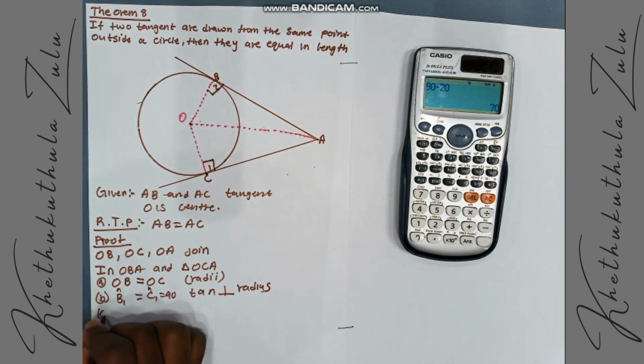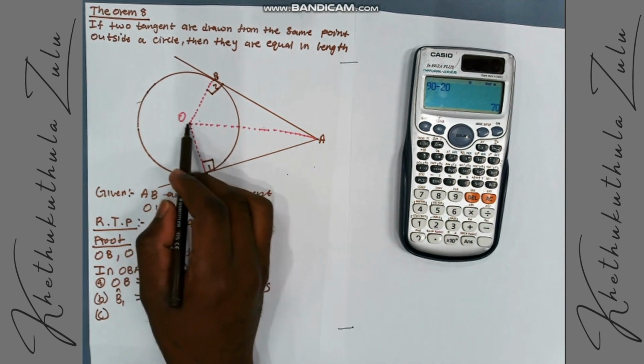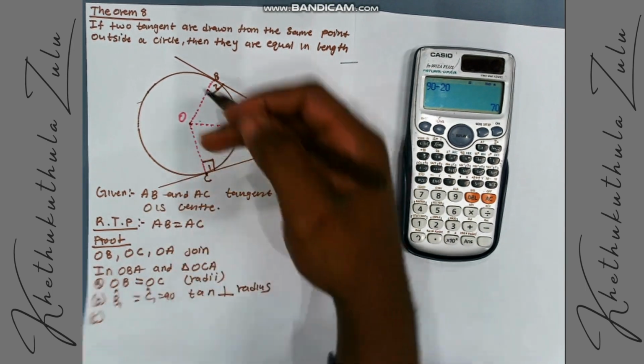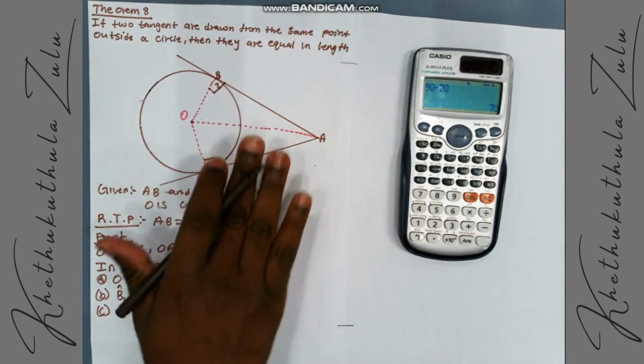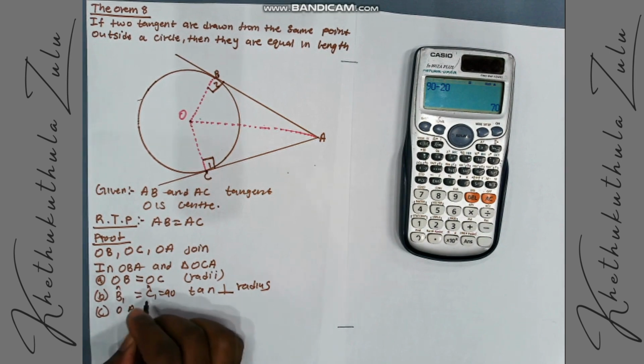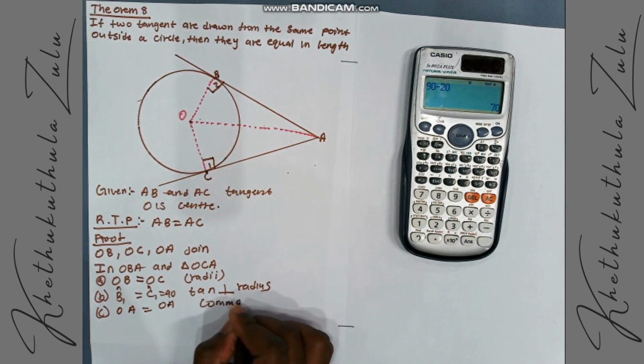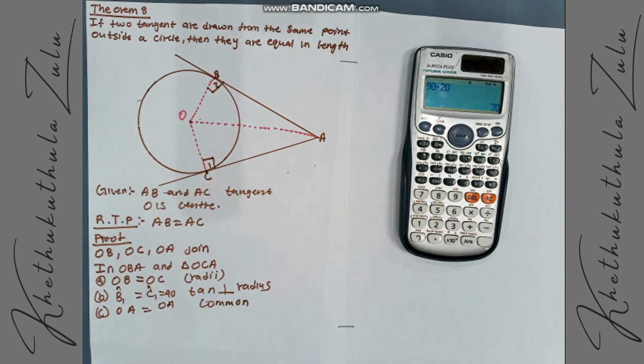And then now the last one, which is OA, corner to this triangle and corner to this triangle. So what does this mean? OA is equal to OA, because it is just a common side. We just have a common side there. Three things to prove congruence, three things that you must get in order for you to prove congruence.